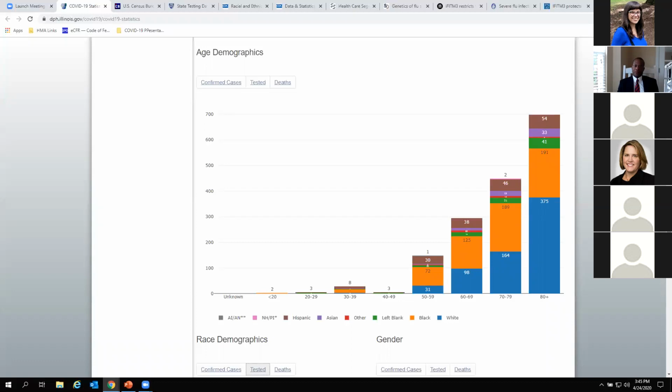Do you think that there is a good margin of those remaining home and not pursuing hospital care or testing that could skew the data?